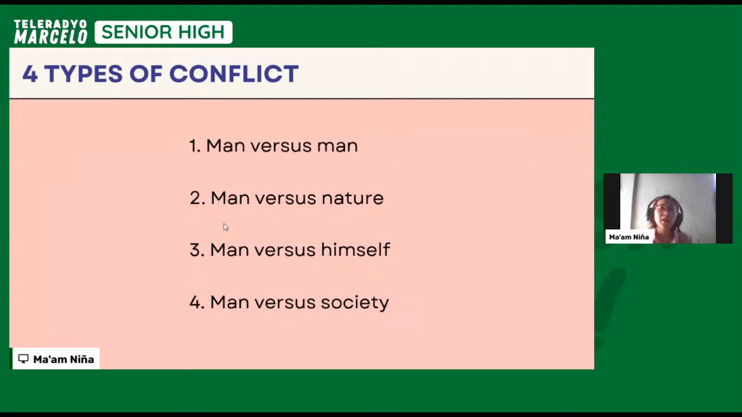So if there are two characters who challenge each other, then two, man versus nature. So if you can recall what I've mentioned earlier, the antagonist can be in nature. Man versus himself, so let us say there are struggles within oneself, or it could be man versus society. So these are the types of conflicts.